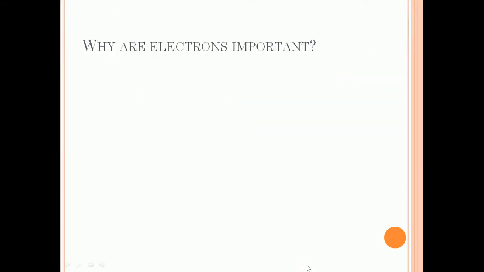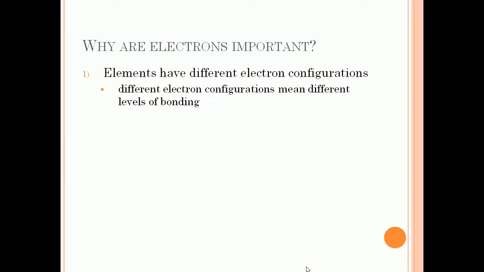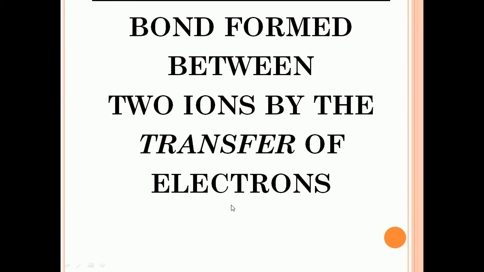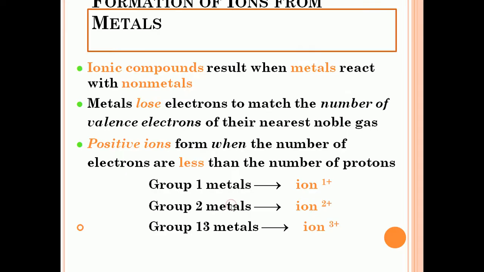Why are electrons important? Basically, electrons are important fundamental particles of an element or atom. They show different electronic configurations. These are some examples: chemical bond attainment fills the electron shell. Ionic bond, covalent bond, metallic bond: formation between two ions by the transfer of electrons.